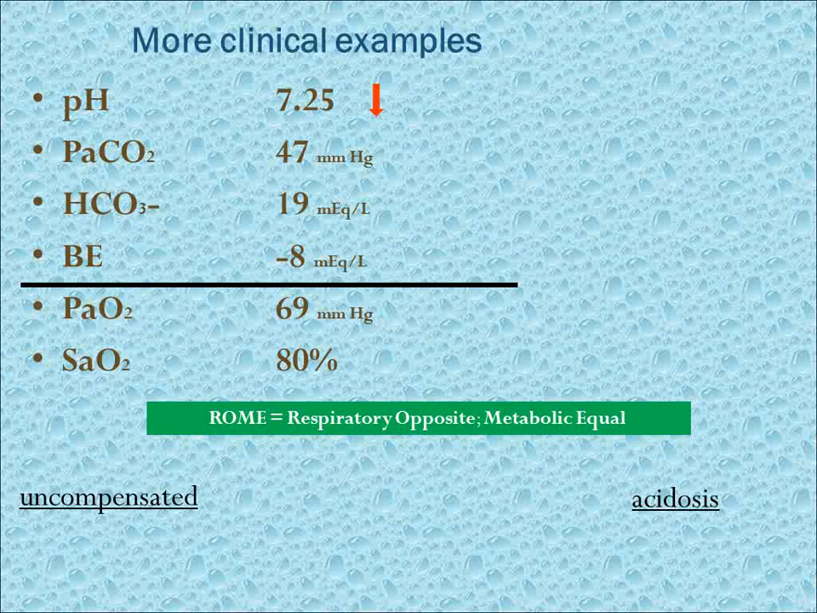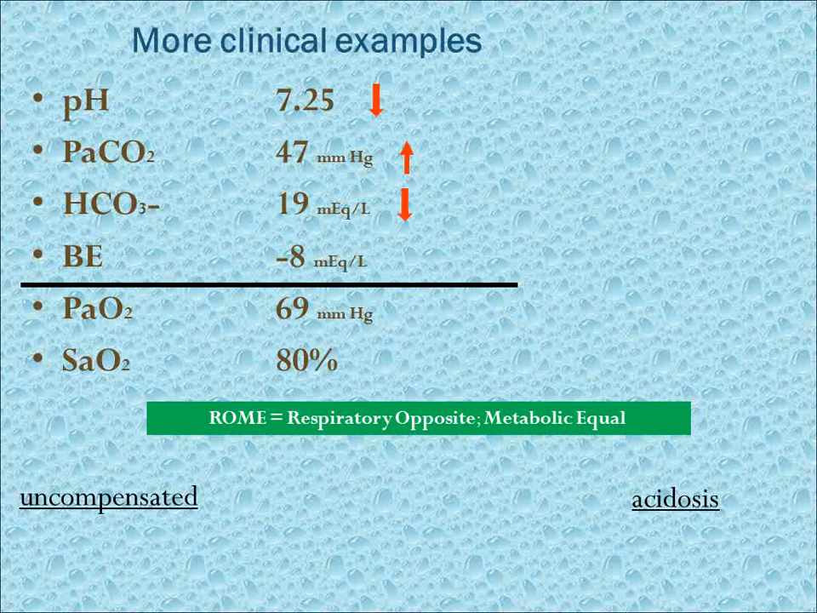And when we look at that, we know that that is greater than 45, so we can put an arrow going up. The CO2 is elevated. So then we see that the bicarbonate is 19. It is less than 22, therefore the bicarbonate is low.